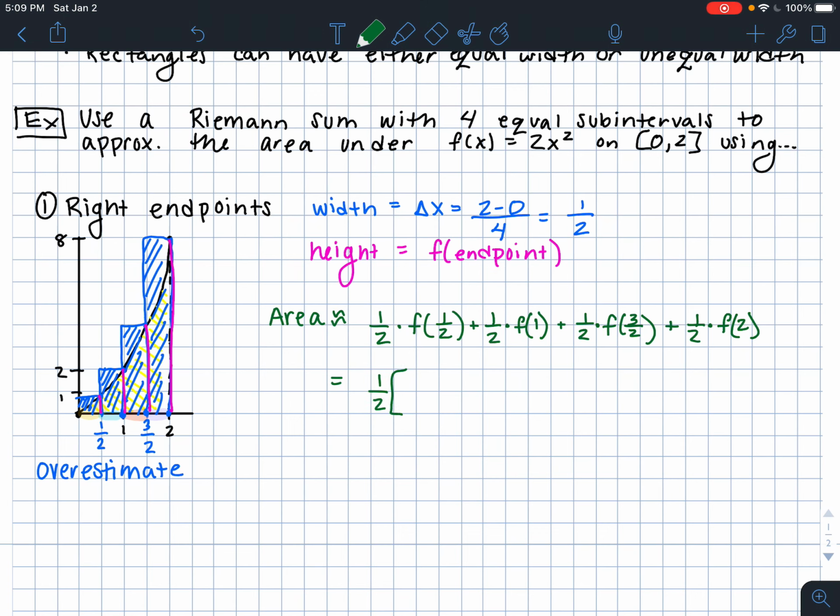So you can also think of this, of course, as you can pull out the 1/2, so that seems easier than writing it next to all of them. And then if we evaluate the function values there, f of 1/2, if I plug in 1/2, I'm actually going to get back 1/2.